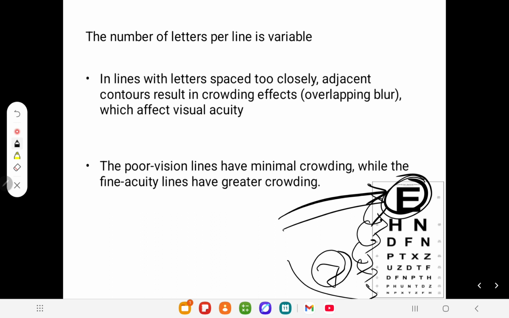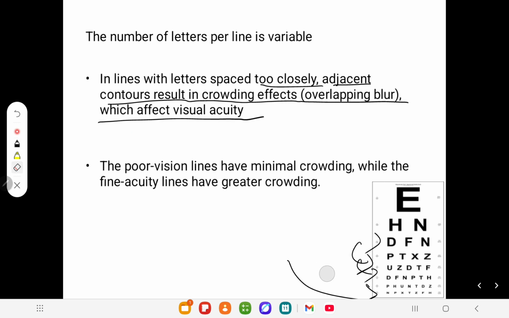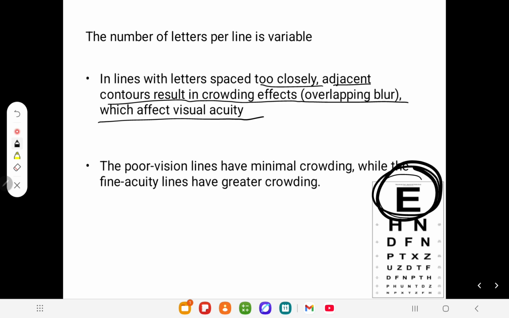This means the crowding also increases. So that's why whenever you move towards finer and finer vision, crowding increases more and more. Isn't it simple? So lines with letters spaced too closely and adjacent contours result in a crowding effect and overlay, which affects visual acuity. So it's really a conundrum: when there is good vision, the chance of having 6/6 is very good, while the chance of having 6/12 is difficult. And if there is difficulty in recognition, at exactly the same time crowding is increasing.